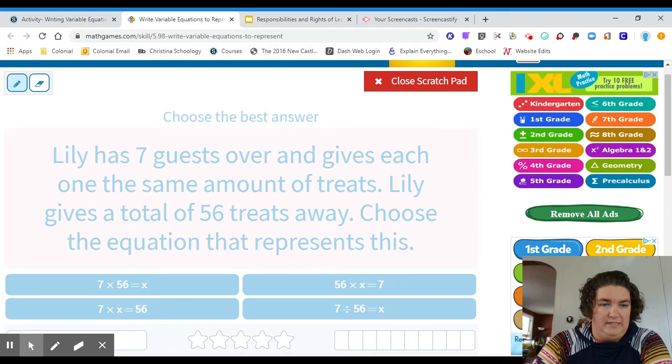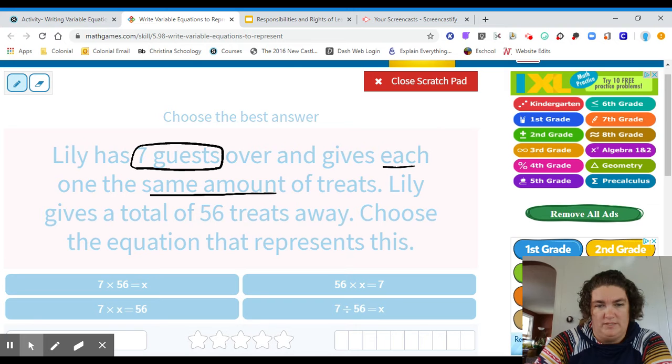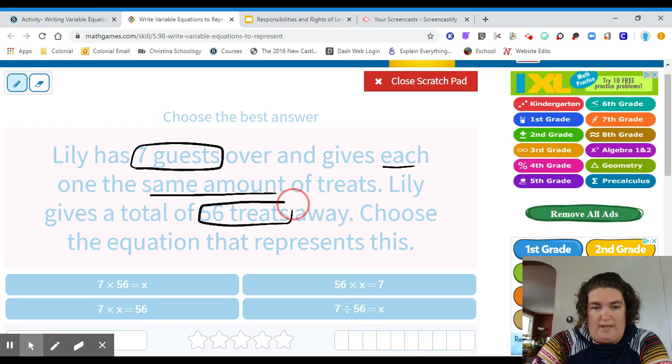It says Lily has 7 guests over and gives each one the same amount of treats. So I know that for each of these 7 guests, she's going to give them each some number, the same amount of treats. It doesn't tell me how much each person is getting. So it could be 1, it could be 5, it could be 23. Lily gives a total of 56 treats away. So that's my ending point. That's how much she gave away. Choose the equation that represents this.